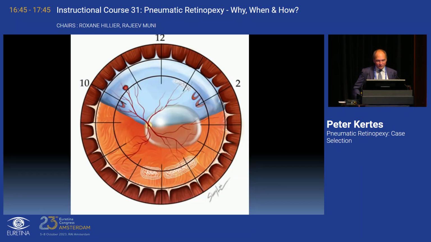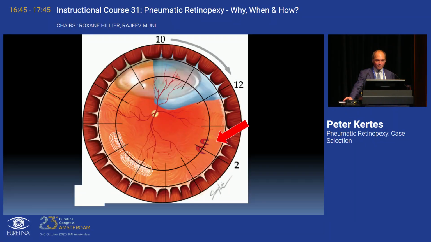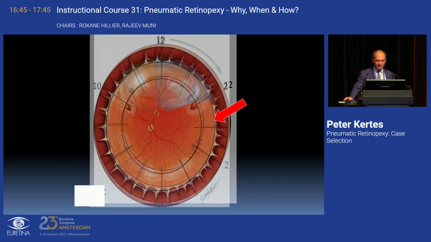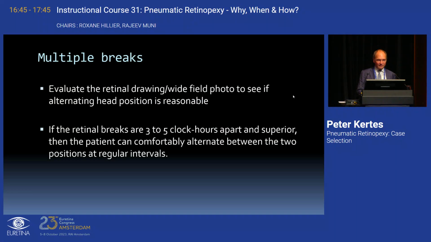This is a patient with some lattice inferiorly and breaks at 10 o'clock and 2 o'clock. So we pre-treat those areas of lattice degeneration with laser. And we always want to focus on the macula first. So we position this patient on the right side, trying to reattach those 2 o'clock breaks. And once those breaks have reattached, we treat those with laser. And then we go after the other breaks and position the patient on the other side. And once all those are flat, we laser them and we alternate head position thereafter.